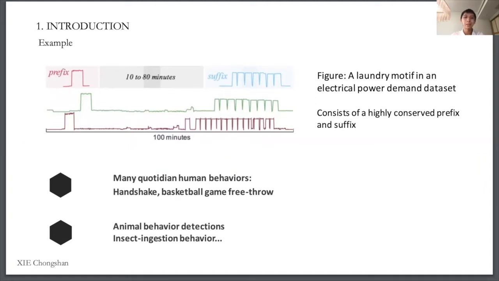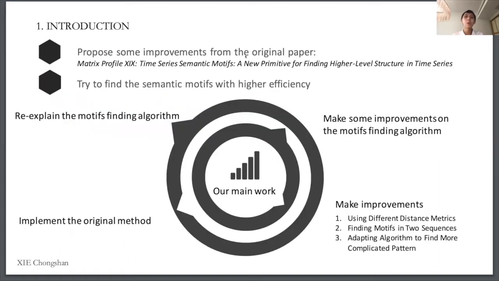Due to its diverse applications in many different domains, proposing a fast and universal algorithm is promising. In our project, we try to propose some improvements to the algorithm from the original paper. Then we try to find the semantic motifs with higher efficiency.